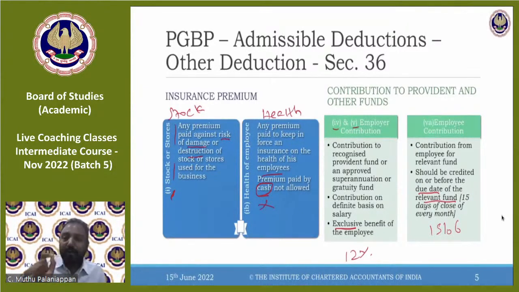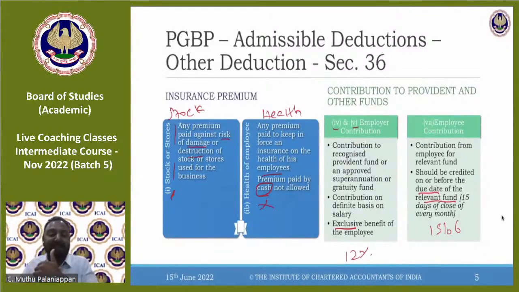So 15th June. So no extension or nothing. The exact due date specified in the relevant act, the PF Act or whatever it is, that date is relevant. So generally that is the 15th of the subsequent month. After May end, it is 15th June. After June end, it is 15th July. So this contribution is eligible as a deduction only when you are paying it within the due date specified in the relevant act. Please note this very critically.